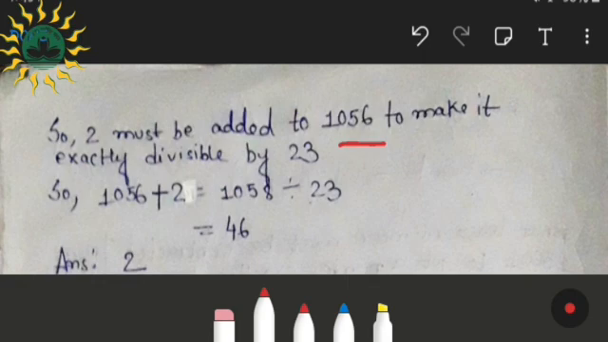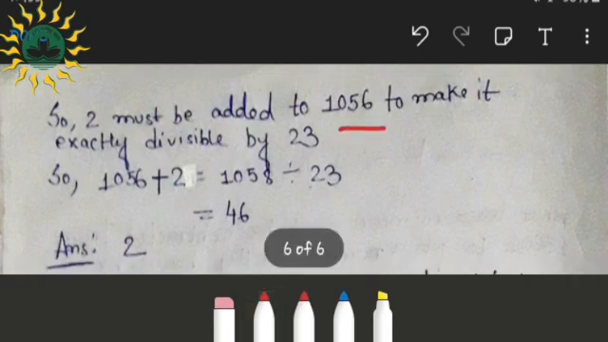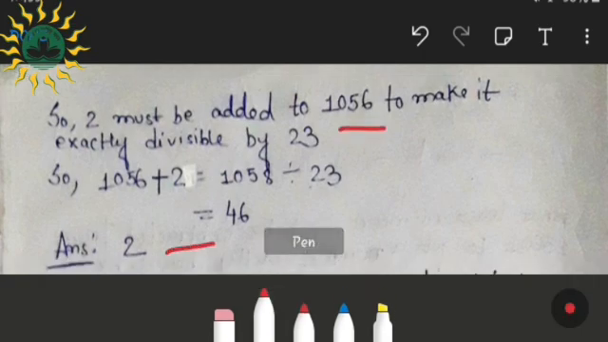So if we add 1056 plus 2, that is 1058 divided by 23, it gives us 46. So our final answer will be 2 should be added to make it completely divisible by 23.